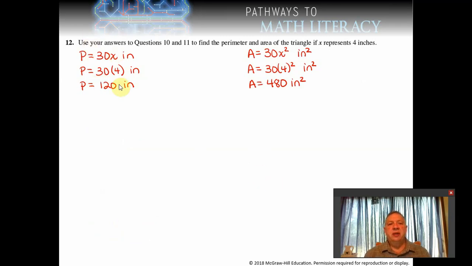So here is the very same thing. Now we simplify, and now they say do the calculation for x equal to 4. We've scaled this thing out. Everything is multiplied out by 4, and do the calculations. Here the perimeter would be 120 inches. Here the area would be 480 inches squared, or square inches.